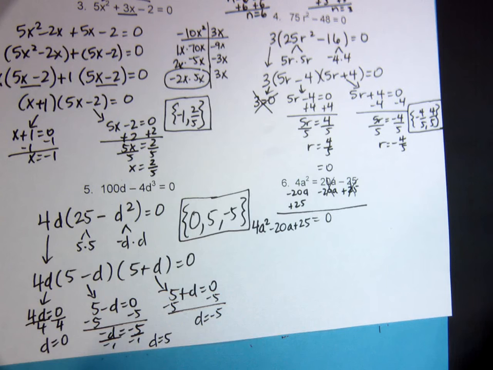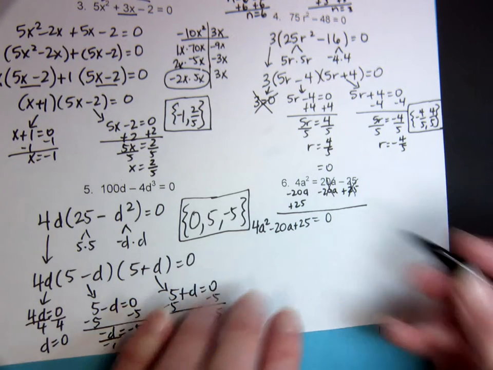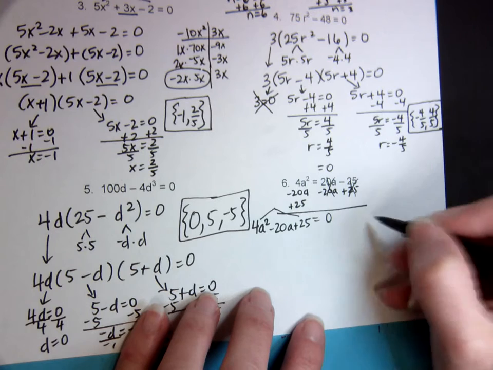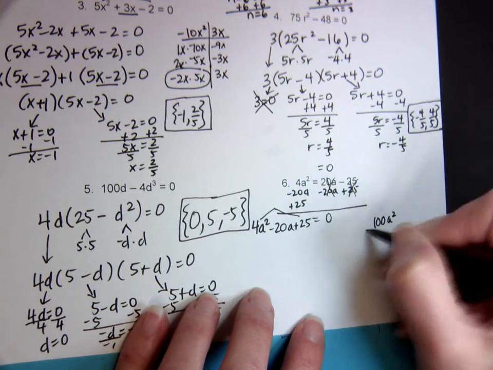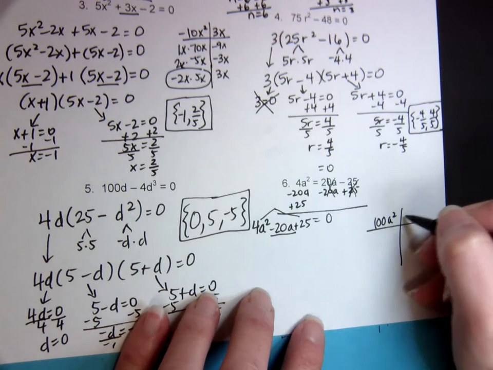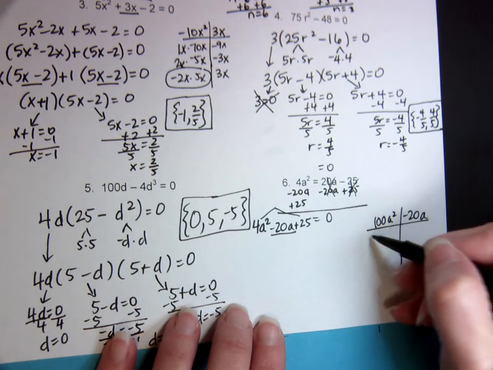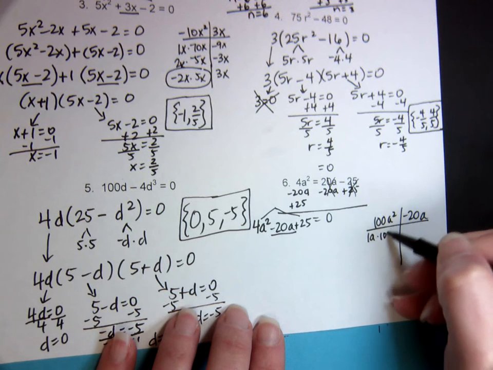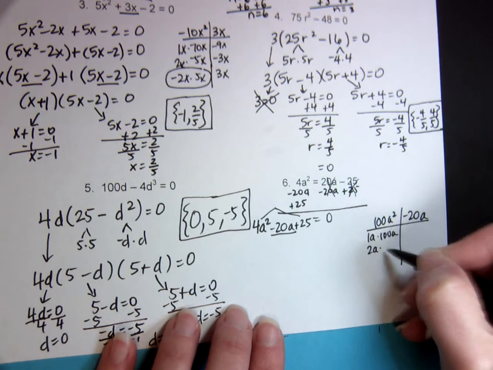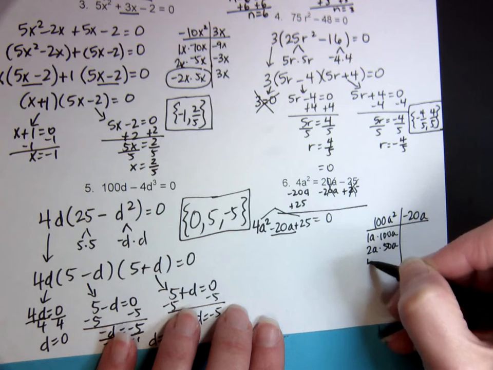Does it have a greatest common factor? No. There isn't one here. And it has 3 terms. So that means you do rooftop with that. So we multiply to get 100a squared, and we add to get the middle term, negative 20a. So we've got 1a times 100a, 2 times 50, 4 times 25.